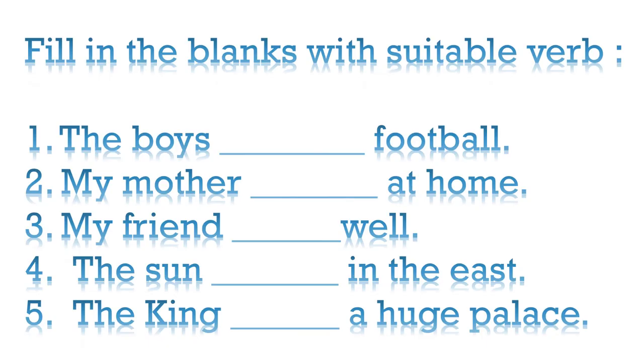Let us solve some more examples to understand. Fill in the blanks with a suitable verb. The boys dash football. Played. The boys played football. My mother dash at home. Works at home.